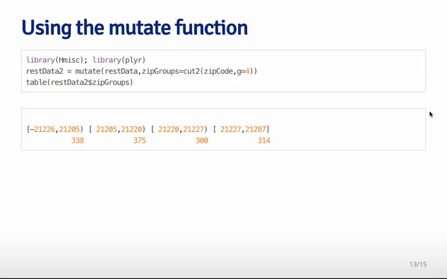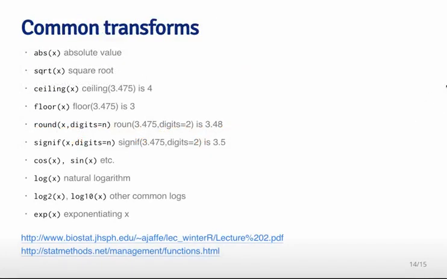So now I can make a table of the zip groups, and I can see that it appears in this new data frame REST2. Another thing that you're probably going to do with quantitative data in an exploratory analysis is apply some different transformations. So here's a list of the most common transformations, taking absolute values and square roots. You might take the ceiling or the floor if you want to round values up or down to the nearest integer. You can also use the round function to round to as many digits as you'd like, or the signif function to round to as many significant digits as you'd like. All the standard calculator functions like cosine and sine are in R, as well as logs, which are commonly used when you have skewed data or data with a lot of outliers. And then you can also exponentiate data as well.